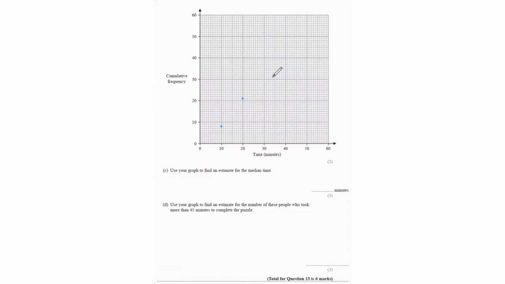When x is 30, y is 33. Third point. When x is 40, y is 50. When x is 50, y is 57. And then when x is 60, y is also 60. So starting point is 0. So we connect the points. And this is a cumulative frequency graph.